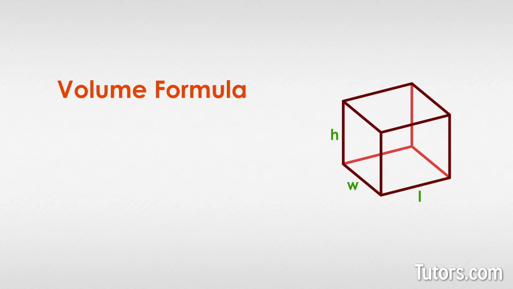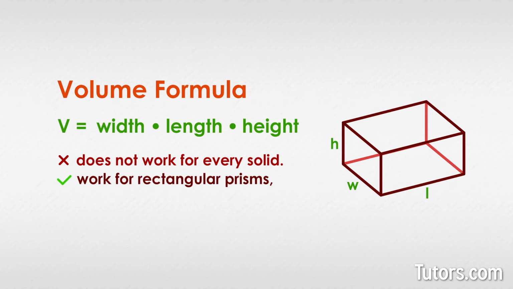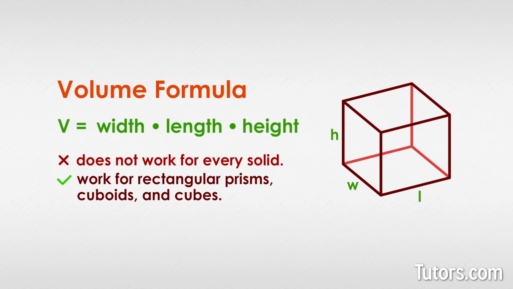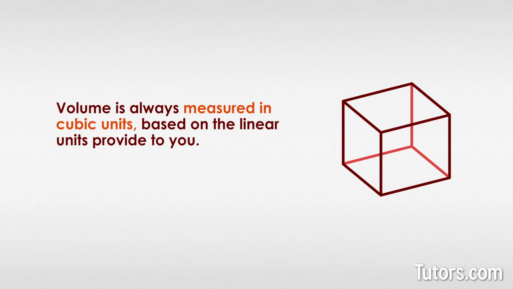In general, volume of most straight-edged 3D solids is calculated using this volume formula. V equals width times length times height. This volume formula does not work for every solid, but it will work for rectangular prisms, cuboids, and cubes. Volume is always measured in cubic units based on the linear units provided to you.